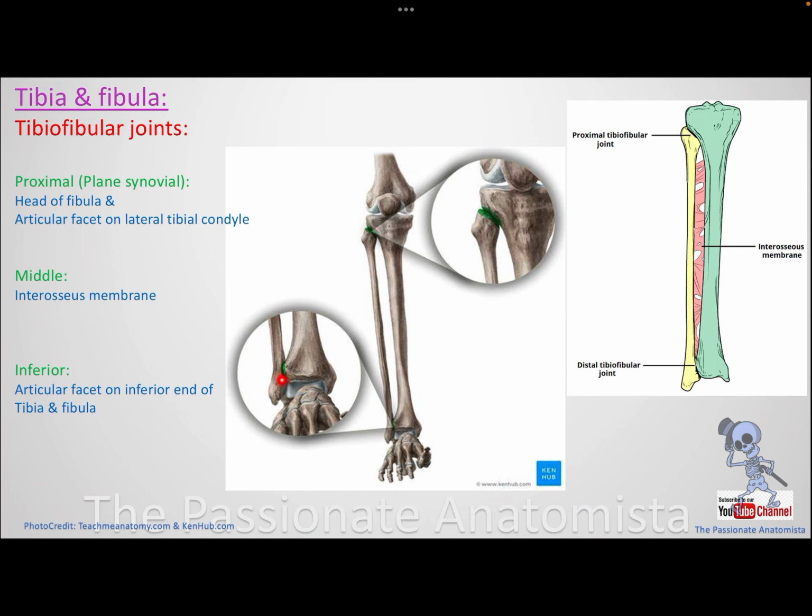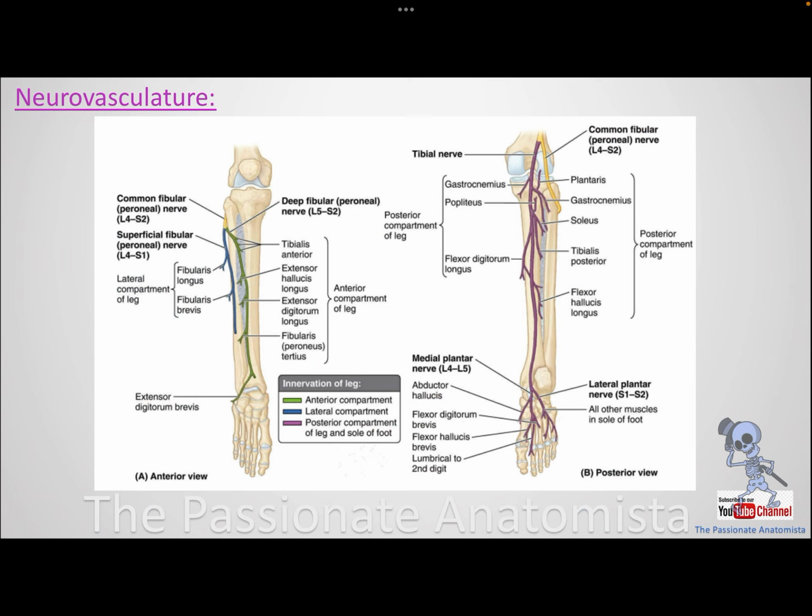You will have an articular facet on the fibula. You're going to have an articular facet on the tibia, and that is going to be the connection between them, and here you will get to see this fibrous kind of connective tissue. Now it's very important we understand the neurovasculature and what happens as we reach the leg.